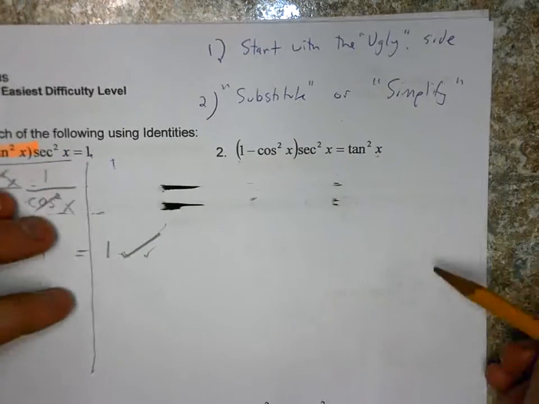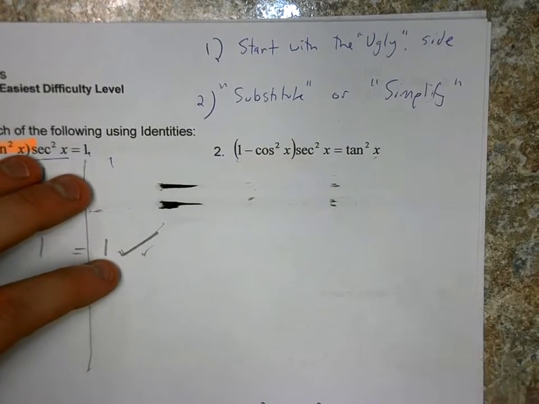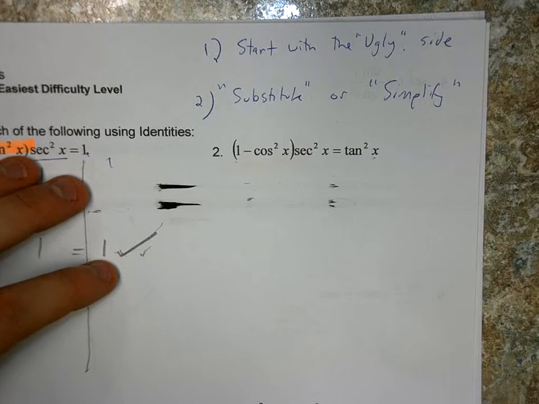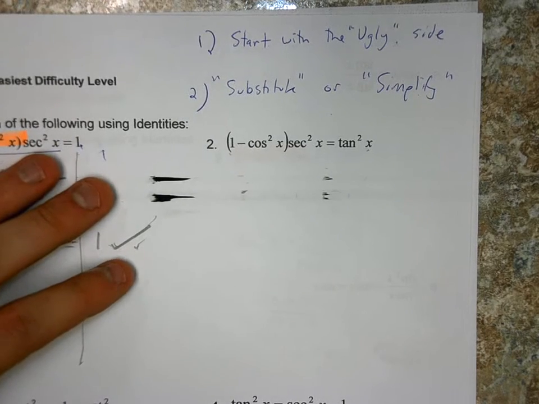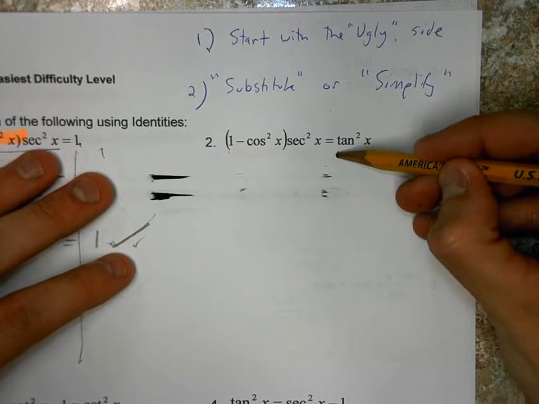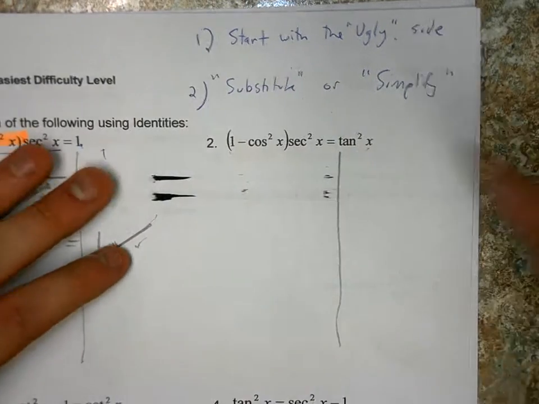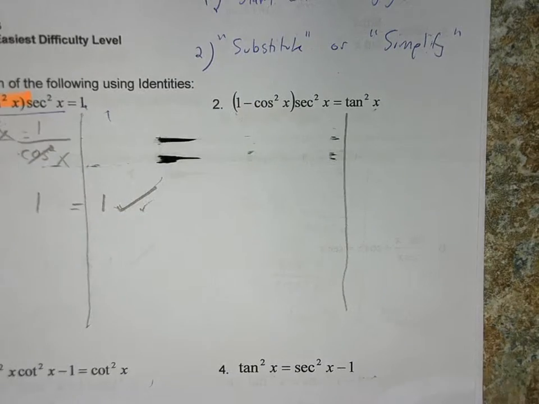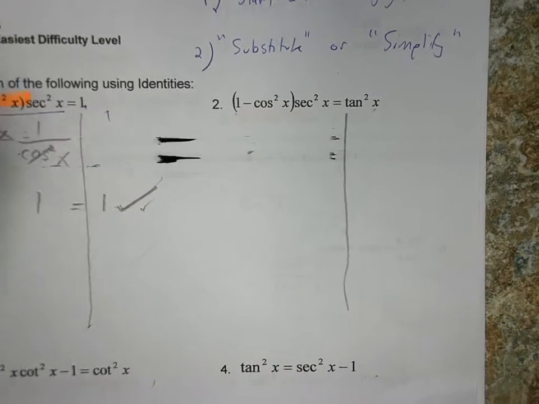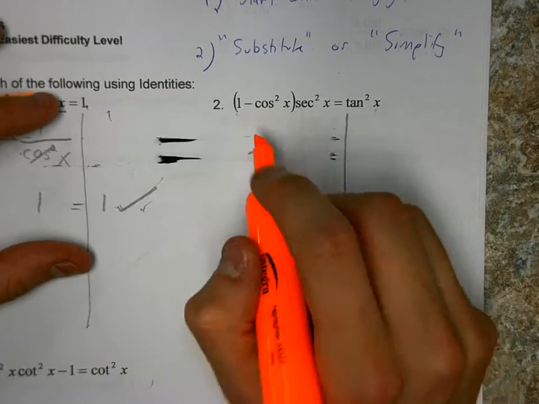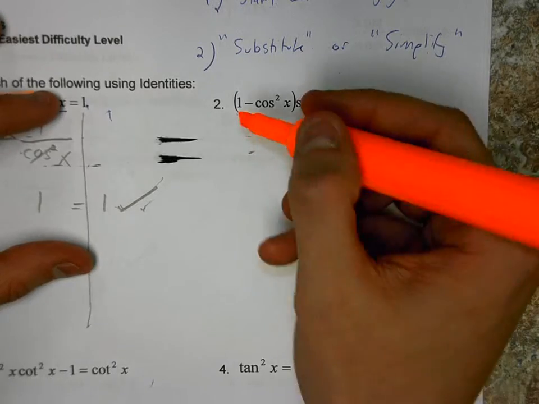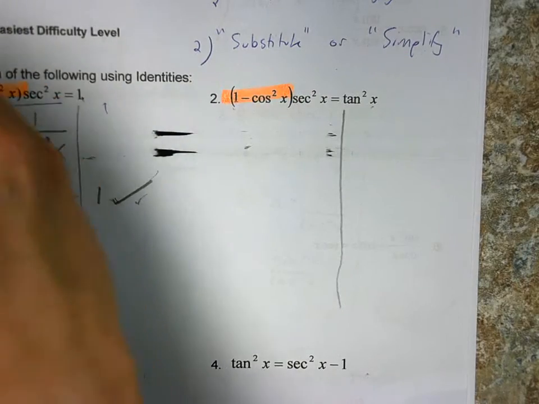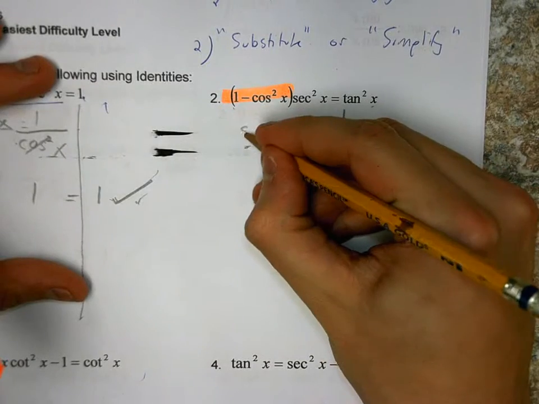Let's get a little harder over here. Heather, which one is the ugly side? It will be 1 minus cosine squared x times secant squared. There's a lot more going on over there. So let's draw a line down the equal sign, and we're going to stay on the left side. We're going to operate on the left. Josh, does anything up here jump out at you and say identity on the left side? 1 minus cosine squared. What is that saying to you? It says sine squared. Sure does.